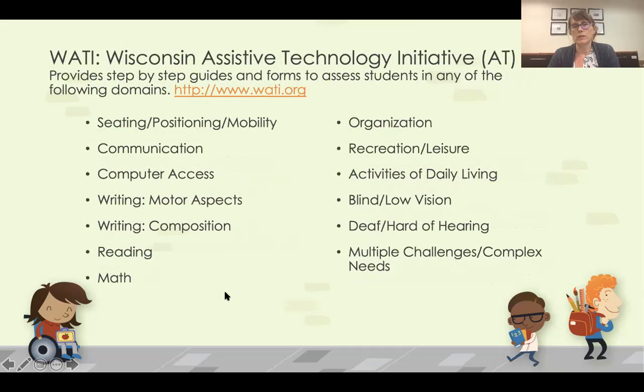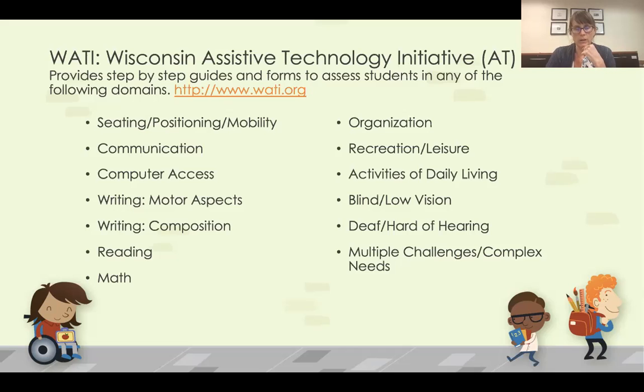So the two main assistive technology frameworks used to assess students are the WATI, the Wisconsin Assistive Technology Initiative. It's free, and anybody can download it. There are many forms to look at in terms of the process and how to do it, and checklists. These are all the main areas that you can assess in for assistive technology. That doesn't mean you have to assess in all of these areas. It just means these are the typical areas that one might assess in.